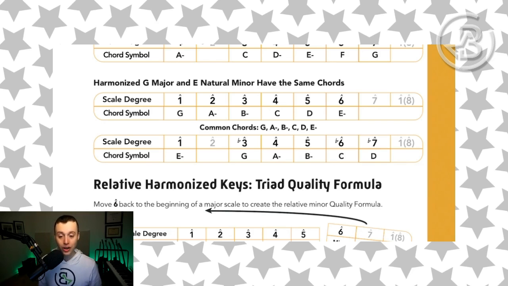In summary, whenever you have relative scales, so G major is the relative major of E minor, and E minor is the relative minor of G major, when we have that relative relationship and harmonize those scales, we're going to end up with the same exact chords, just in a different order, in the same way that both scales have the same notes, just in a different order.